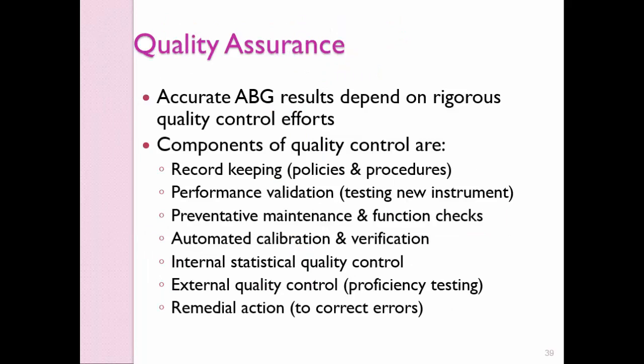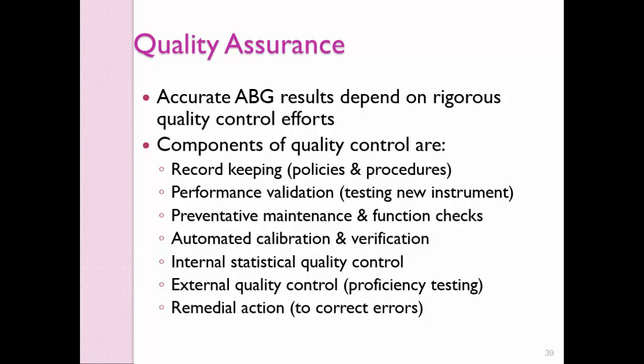So how is it then that we trust the values that the blood gas machine gives us? Well, this is because of the quality assurance that's required in maintaining the blood gas equipment, what they refer to as rigorous quality control efforts. The components of the quality control are record keeping, and this is in the policies and procedures, and in fact the lab regulating agencies through the government are going to require record keeping. Performance validation, testing of new equipment or new instruments, and comparing them to the old instruments and their results.